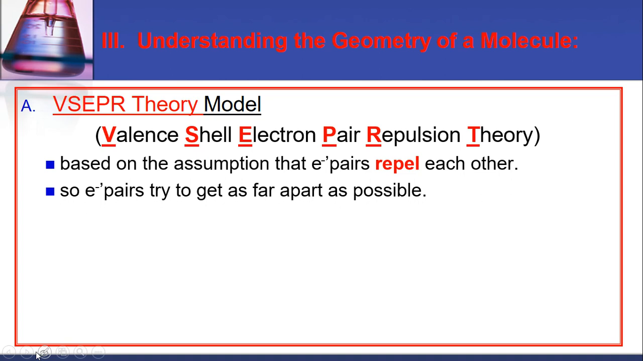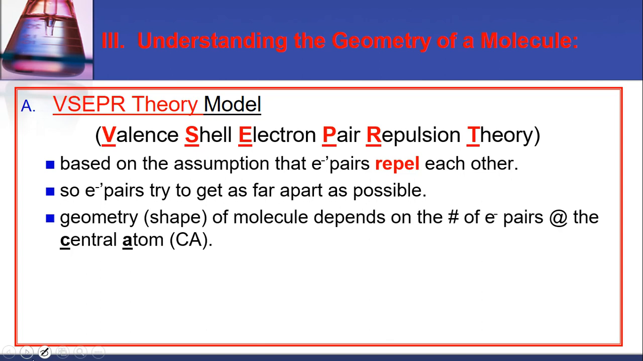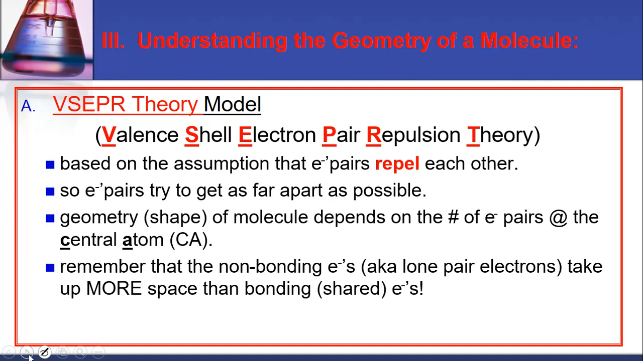So always keep in mind your electron pairs try to get just as far apart as possible in the space available around the central atom. So the geometry or the shape of your molecule will always depend on the number of electron pairs or the electron domains around the central atom. Remember that the non-bonding electrons, also known as the lone pair electrons, take up more space than the bonding or the shared electrons.